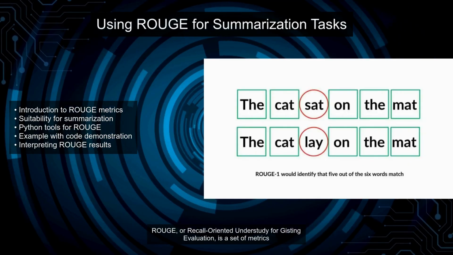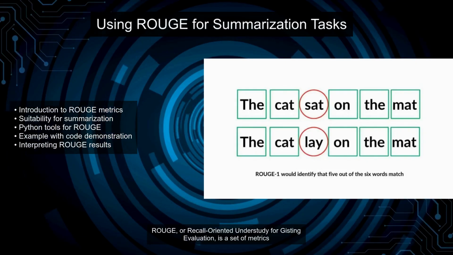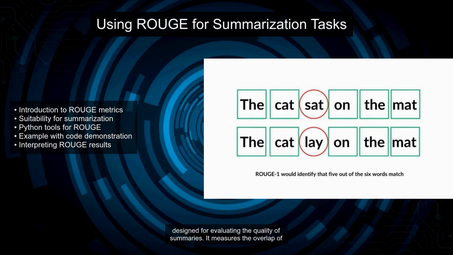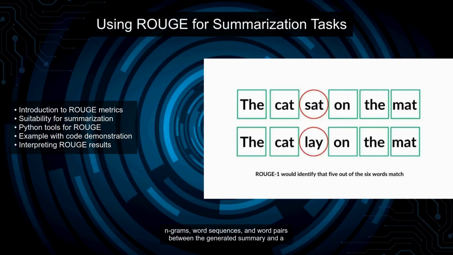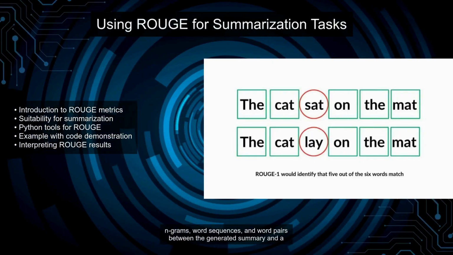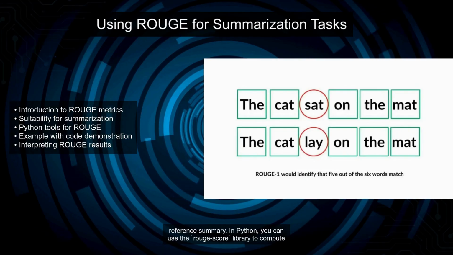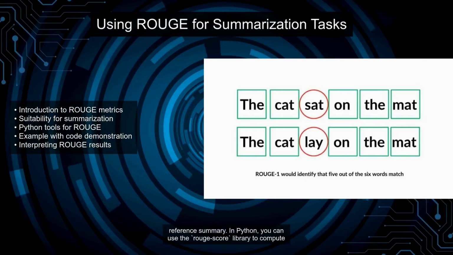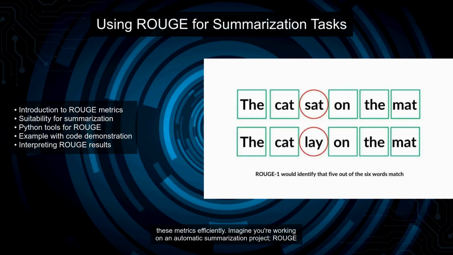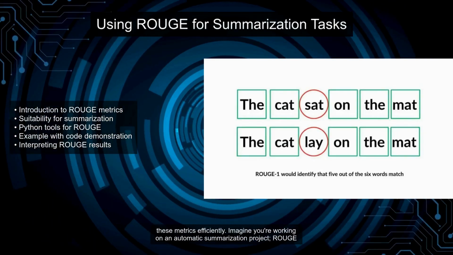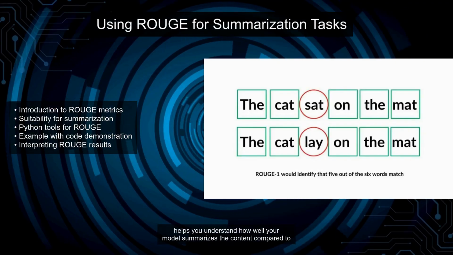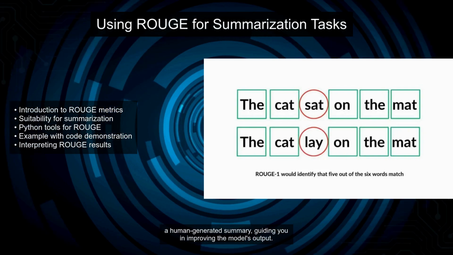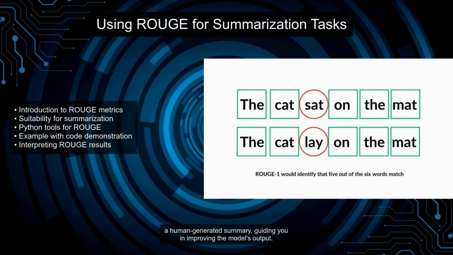ROUGE, or Recall-Oriented Understudy for Gisting Evaluation, is a set of metrics designed for evaluating the quality of summaries. It measures the overlap of n-grams, word sequences, and word pairs between the generated summary and a reference summary. In Python, you can use the ROUGE score library to compute these metrics efficiently. Imagine you're working on an automatic summarization project. ROUGE helps you understand how well your model summarizes the content compared to a human-generated summary, guiding you in improving the model's output.